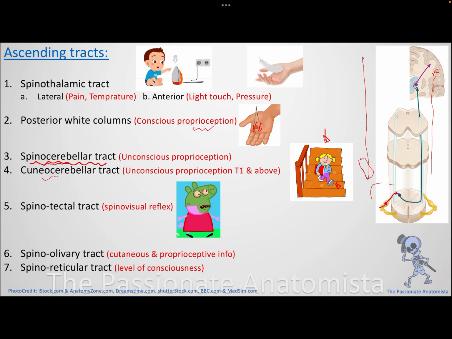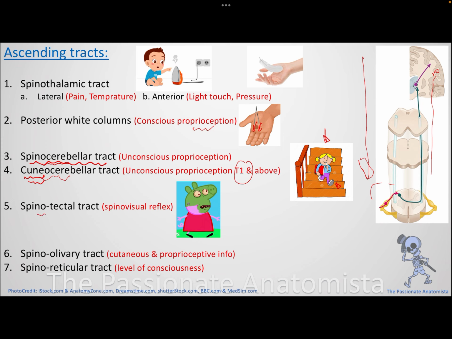And what happens in the cuneo, it's actually part of the spinocerebellar tracts, but it's responsible for the unconscious proprioception above T1. Okay, this is the cuneocerebellar tract. It starts at the level of the cuneate nucleus. This is a nucleus that is there in the brainstem, in the medulla, and we're going to talk about it in detail in the medulla video, inshallah.